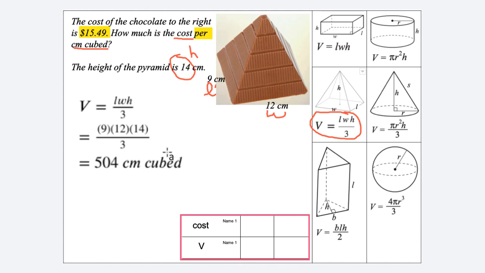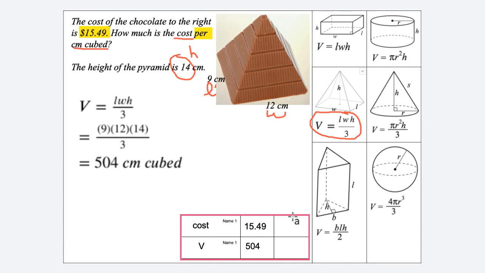Well, we know that, so known information, we know one of the costs is $15.49. But we also know that the volume we've calculated out to be 504 centimeters cubed. Do we have any other information? You remember with these, we always had 3 of the boxes filled in and we had to figure out one of them.